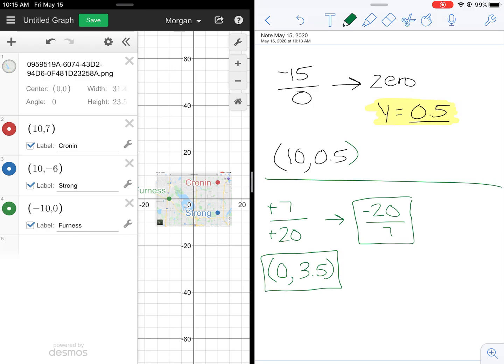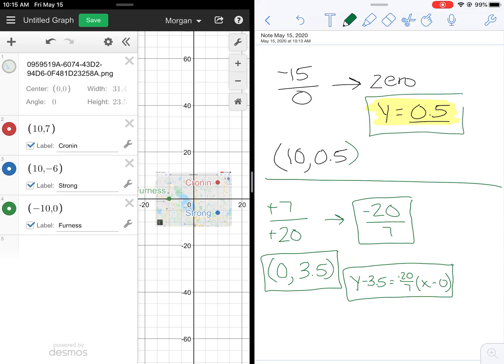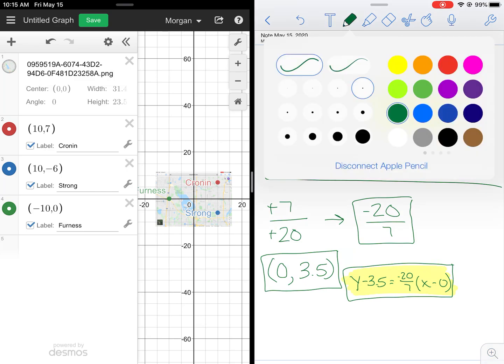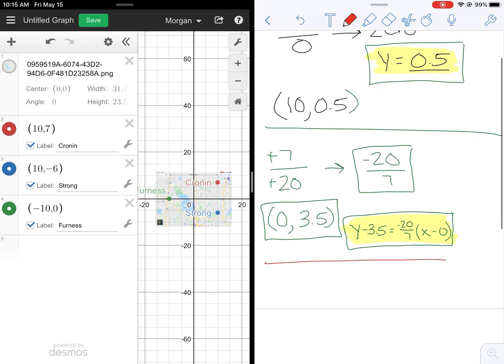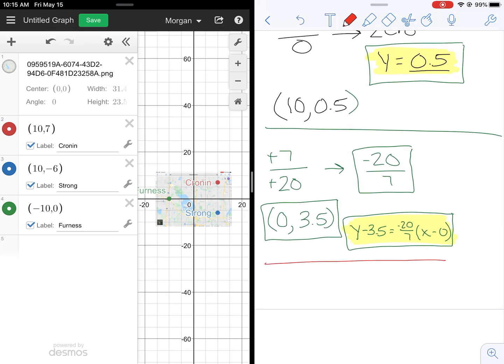And the awesome thing about Desmos is I can type that equation and I don't have to clean it up or multiply or anything. So I'll have y minus 3.5 equals negative 20/7 times x minus 0. So I'm going to be using that equation, this equation, and then I'm going to write one more so I can get full points on this project. And that will be the equation between Miss Strong and Miss Furnace, the perpendicular bisector between them.